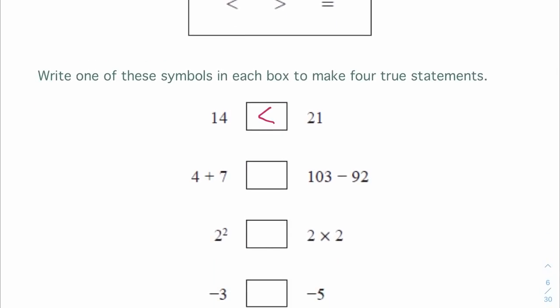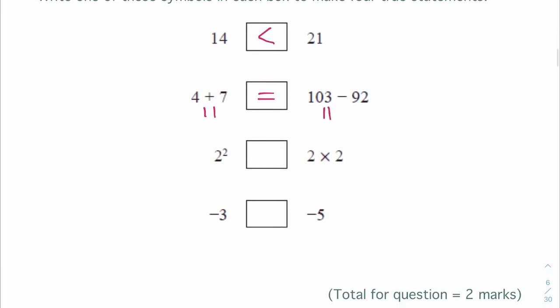So 4 plus 7 is 11, and we've got 103 take away -2. And don't forget with these sorts of questions you do have a calculator, so don't waste your time trying to work them out. That comes out as 11 as well. So they are equal to one another, so we put our equal to symbol. 2 squared is 4, and 2 times 2 is also 4, so they're equal as well.